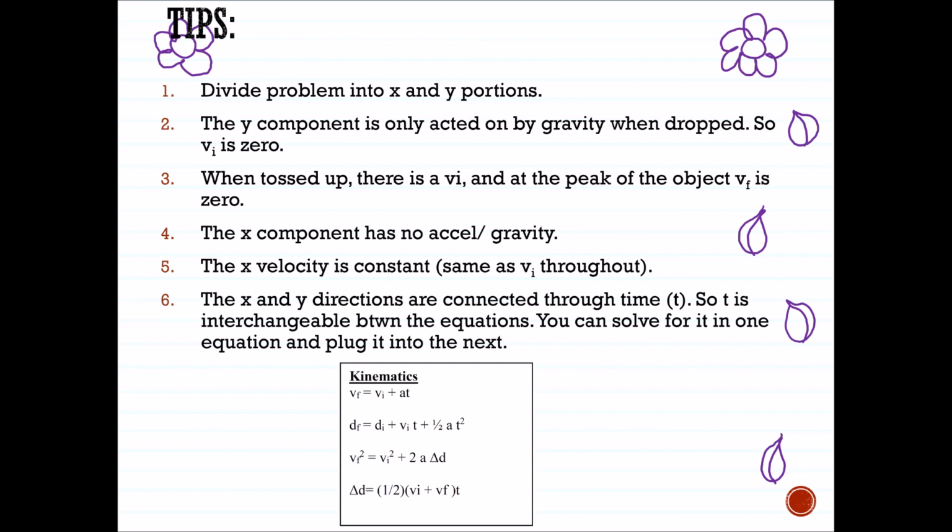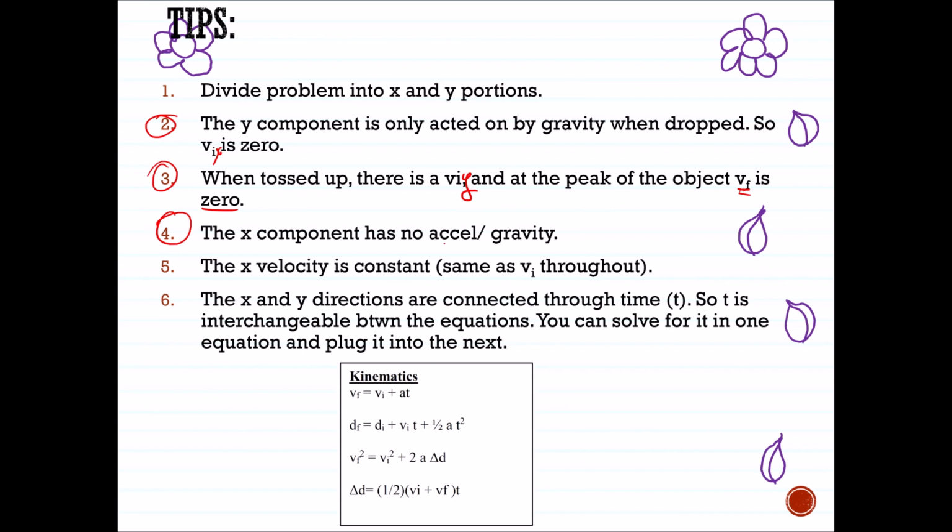Here are tips for solving kinematics problems. Divide the problem into x and y portions. The y component is only acted upon by gravity. When an object is dropped, its initial velocity in the y is 0. When tossed up, there is a velocity in the y direction, and the peak velocity is 0. At the peak of the trajectory, the velocity is 0.